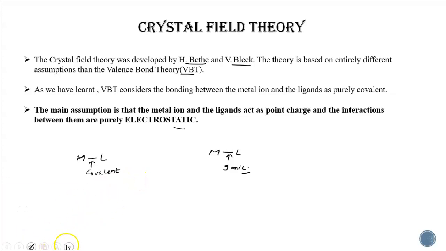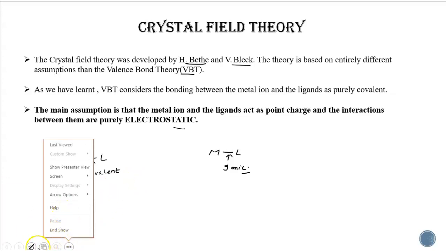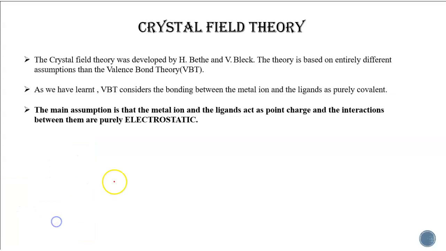Now see what will happen next: your metal and your ligands both are going to act as point charges, correct? They are going to act as point charges. So the basic and main assumption of this theory is that the metal ion and the ligands are going to act as point charges, and the interaction between the metal and ligand is purely electrostatic, or you can say purely ionic. Okay, that is one thing.